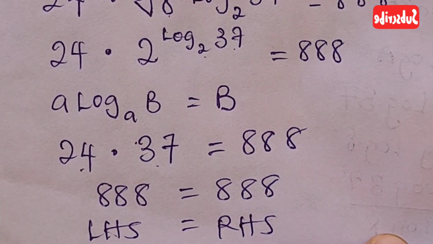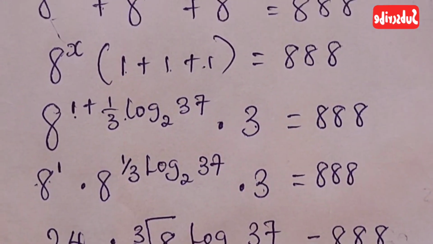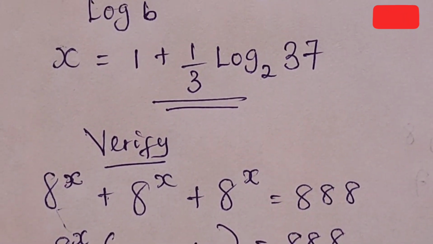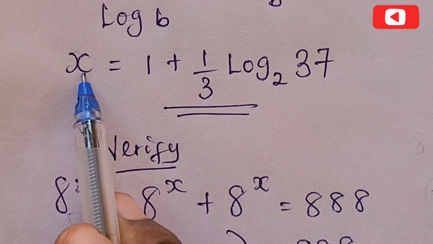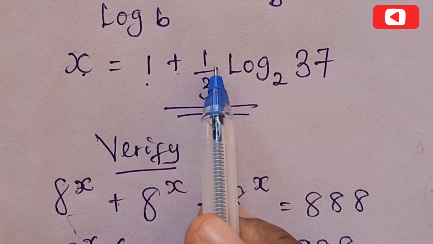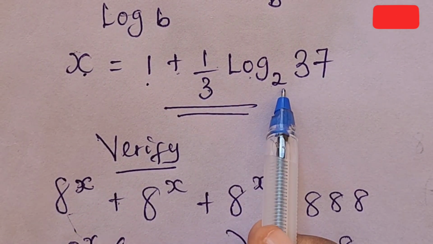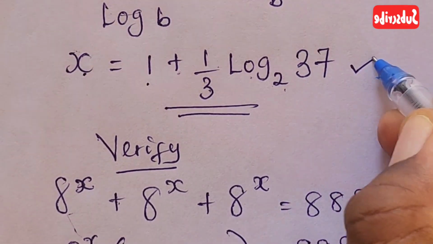So with this, we'll conclude that our x value, so our x is 1 plus 1 over 3 times log to base 2 of 37.